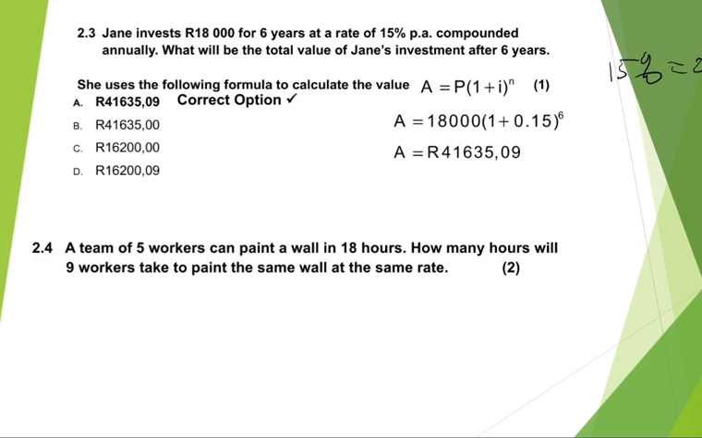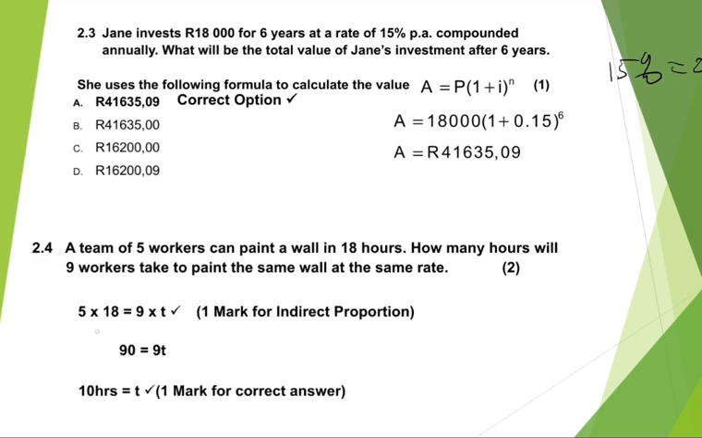So we multiply the two quantities. So then it's going to be 5 times 18 is equal to 9 times the time. 90 is equal to 9T. Then divide both sides by 9. So we get our T equals 10 hours.